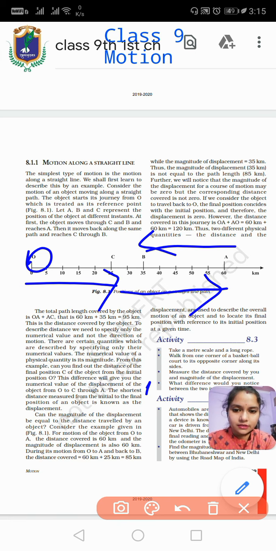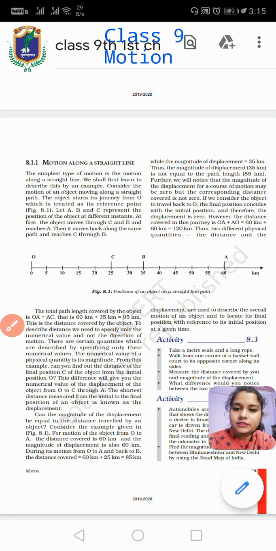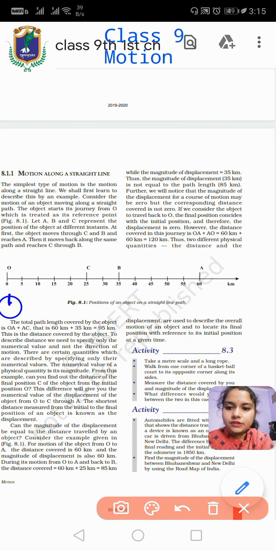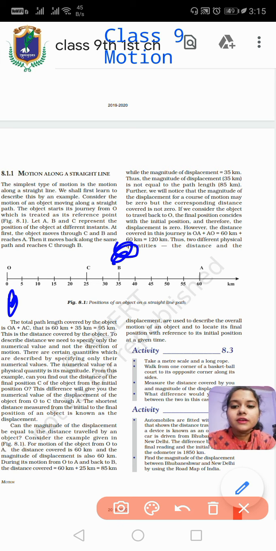But if we take the displacement, then what will be the displacement? First you see the initial point from where the car has started, and then see the final point where the car has stopped, and see the difference between the initial and final point. There will be a total of 35 km between the initial and final point, and it will be the displacement. Now see the difference.